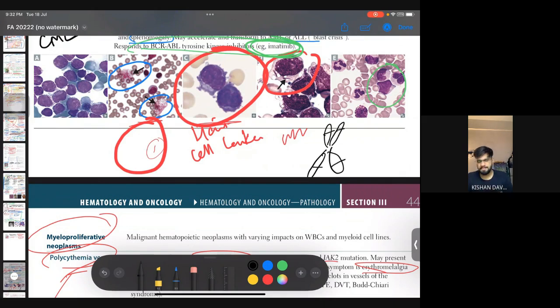Four options were given, and they asked how the translocation occurs. Okay, so how is the translocation happening? One piece will come here, one will go there. So there was a BCR and ABL translocation going on, and you have to identify how the translocation is happening.